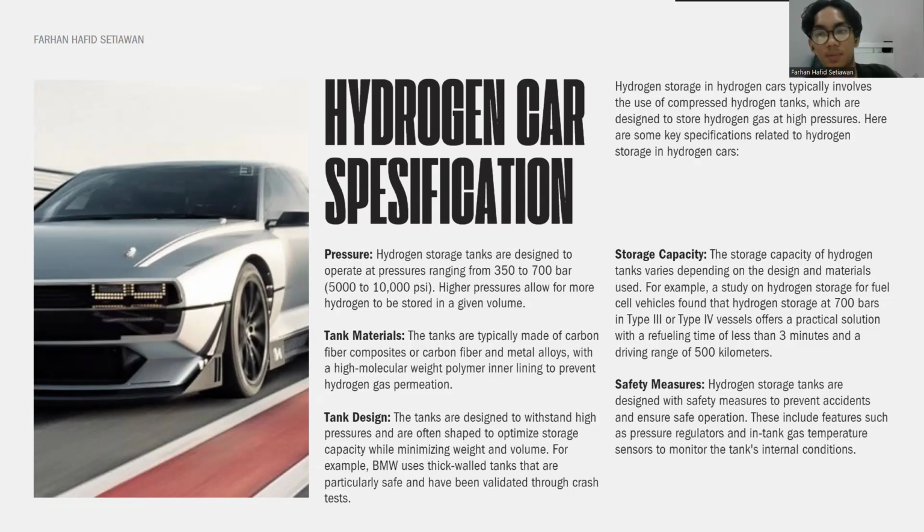Fourth is storage capacity. The storage capacity of a hydrogen tank varies depending on the design and materials used. For example, a study of hydrogen storage for a fuel cell vehicle found that hydrogen storage at 700 bar in type 3 or type 4 vessels offers a practical solution, with a refueling time of less than 3 minutes and a driving range of 500 kilometers.